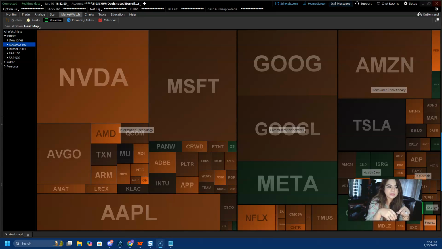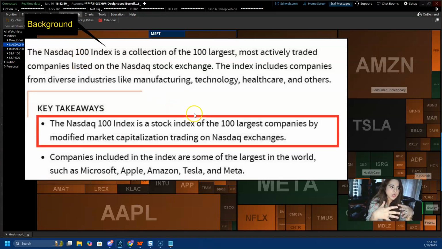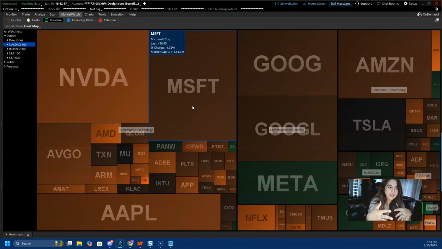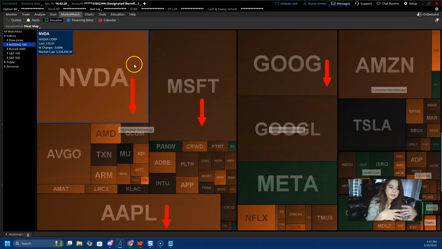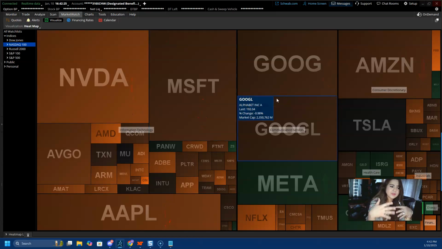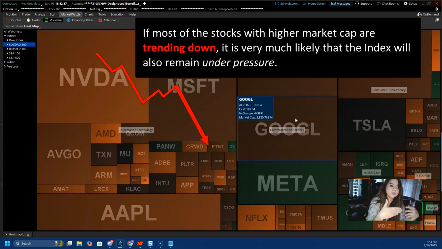A little bit of background: NASDAQ is a market weighted index, right? Meaning that the stocks with the largest market cap will have the greatest impact on the index. So if most of the large caps are trending towards one side, it is likely that the overall index will also follow a similar path. For example, if Apple, Microsoft, Nvidia, Amazon, or Meta are trading lower and have bearish momentum, it is likely that the index will remain under pressure and trade lower during that time period.